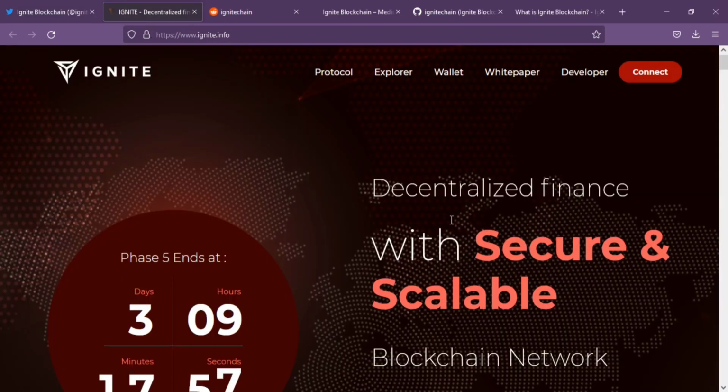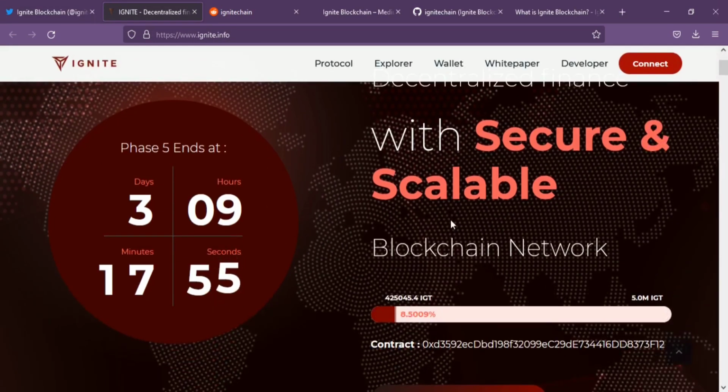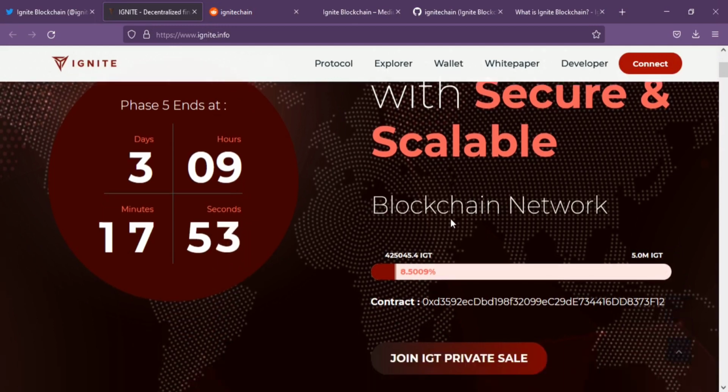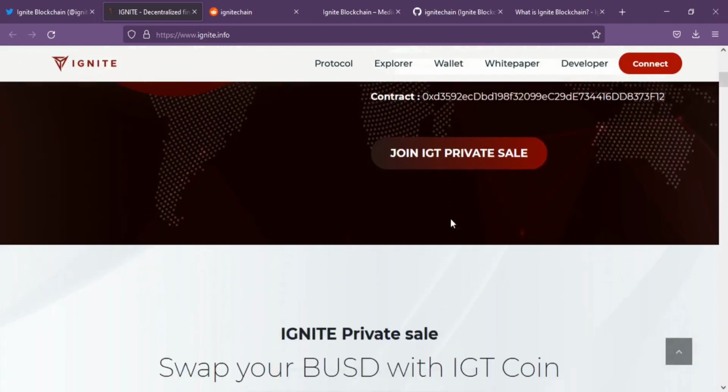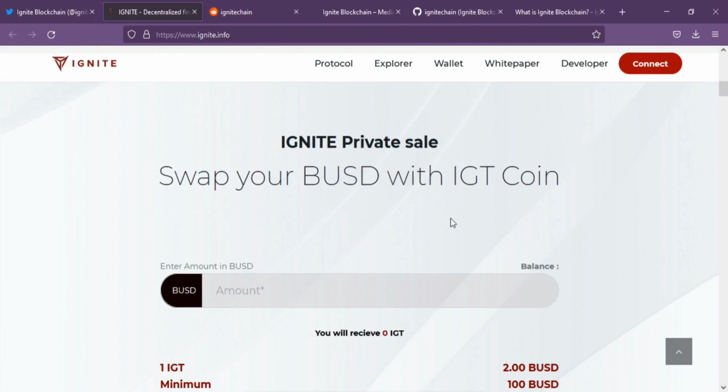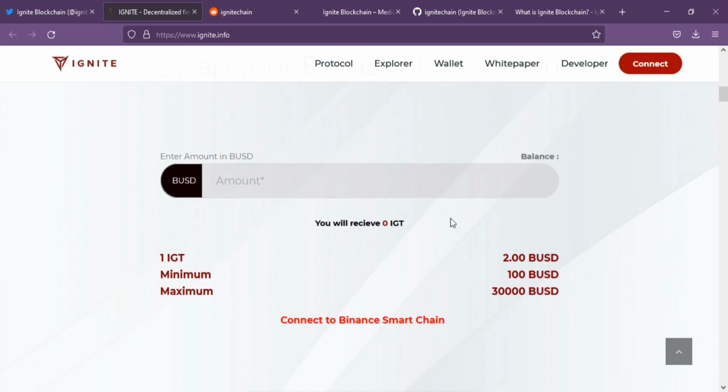Now, let me tell you about the coin of this platform. IGT is the native coin for Ignite Chain, which is used for paying exchange charges on the organization, and to stake and delegate to make the Ignite network safer.